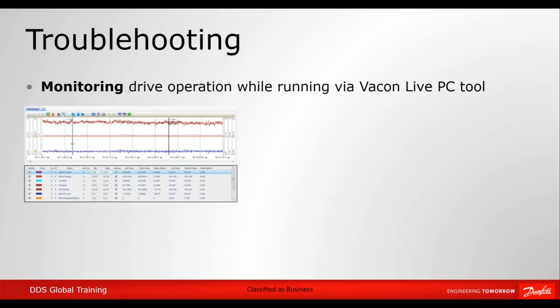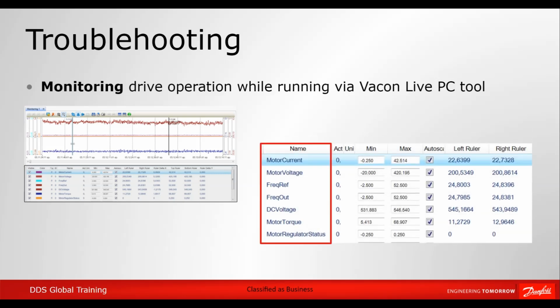Monitoring signals were added to the VACON Live PC tool. In this case, motor output current and voltage, frequency reference and output frequency, DC link voltage, motor output torque and motor regulator status were selected for the signals.